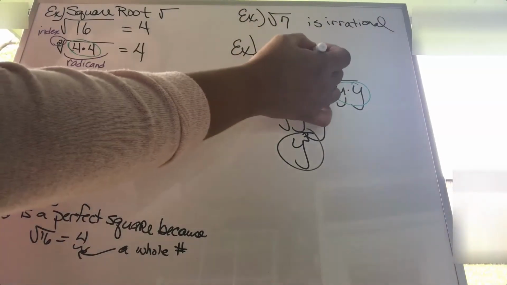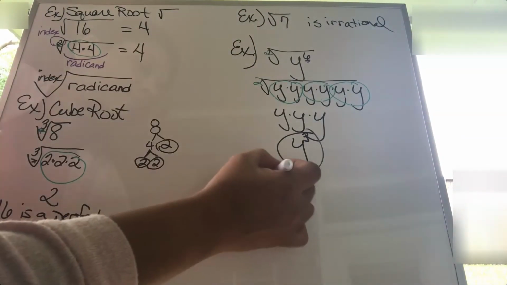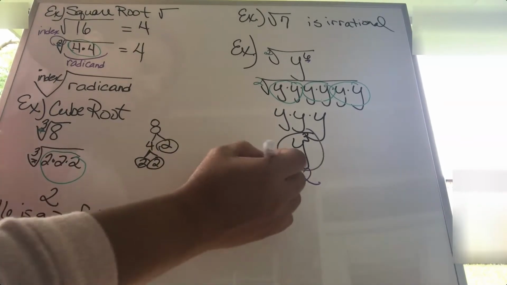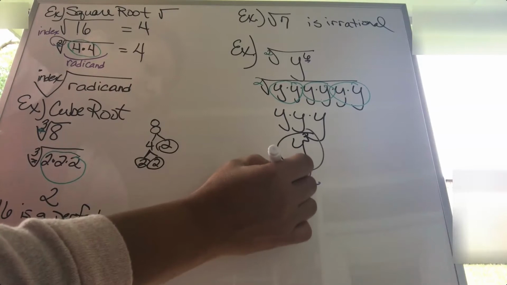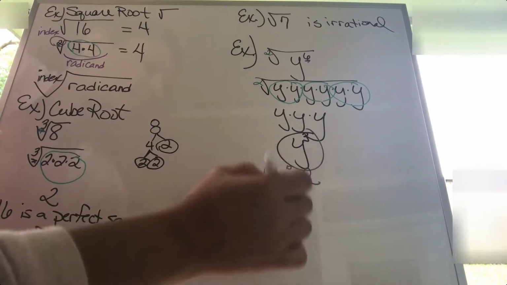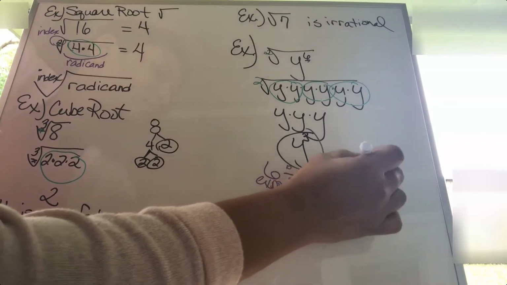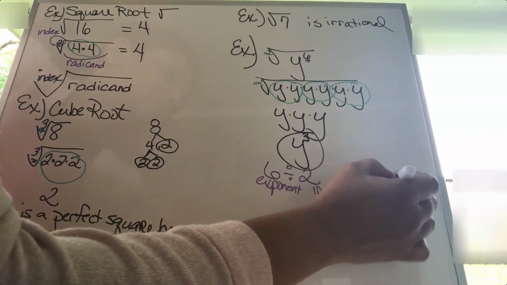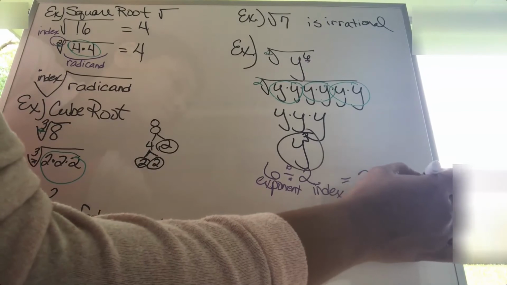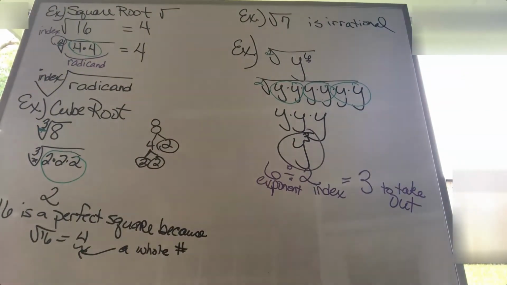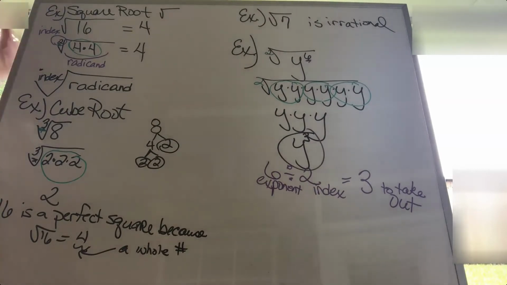Now there's a quicker way to get the answer. If I take this 6 that was right here and divide it by that 2 that was my index, and this works for our exponents only, I can take that exponent and divide it by the index, and the whole number I get is what I get to take out.